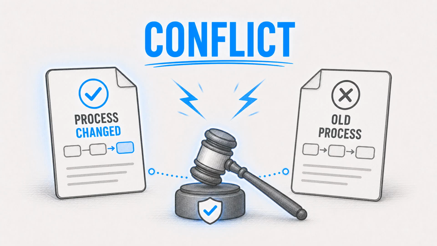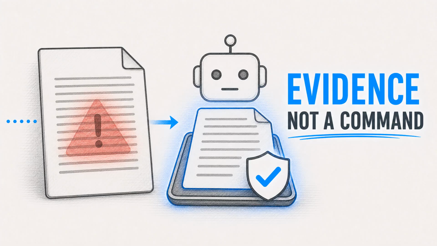The fifth failure mode is conflict. Two documents may disagree. One page may say the process changed, while another still shows the old process. The system needs a way to prefer newer, official, or higher quality sources. Another risk is unsafe or malicious content inside the retrieved text. A document might contain instructions that try to hijack the model's behavior. Strong RAG systems treat retrieved text as evidence, not as a command that must be obeyed.